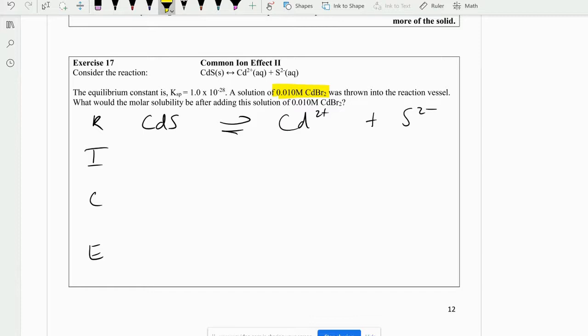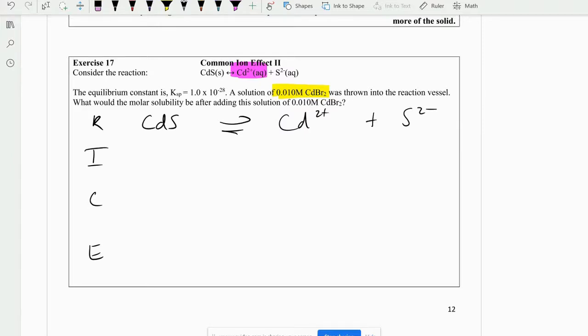Now, before we begin, can you predict what's going to happen here? When we add more cadmium bromide, we're going to provide more cadmium ions, which consequently is going to drive the reaction left to produce more of the cadmium sulfide solid, and therefore reduce that salt and make it a lot less soluble. When you're given a problem like this, where it gives us the concentration of the new solution being added, we're essentially going to ignore the bromide ion. We're interested in the cadmium because that's going to provide the cation to form the solid, right?